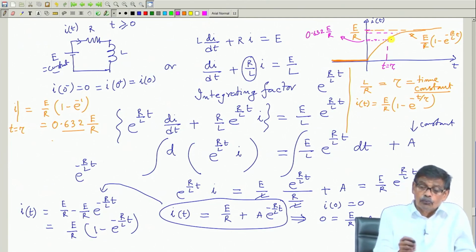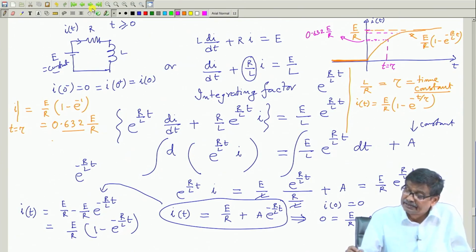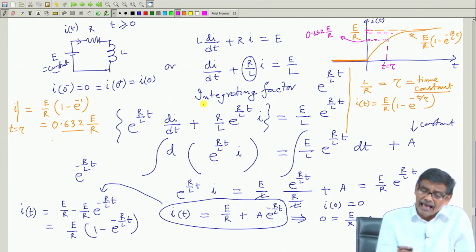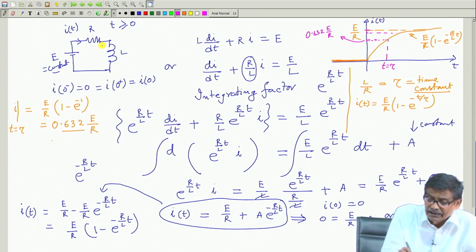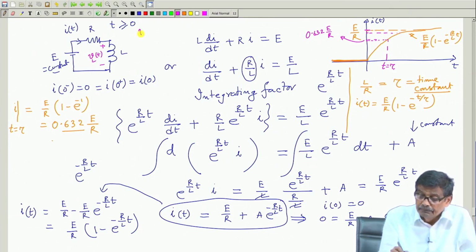Okay. So, that was the thing. Now, I have sketched this current I(t) against time when an RL circuit is switched on. Another variable I should also sketch is how the voltage across the inductor, VL(t), changes with time. We know VL(t) is equal to L di/dt.